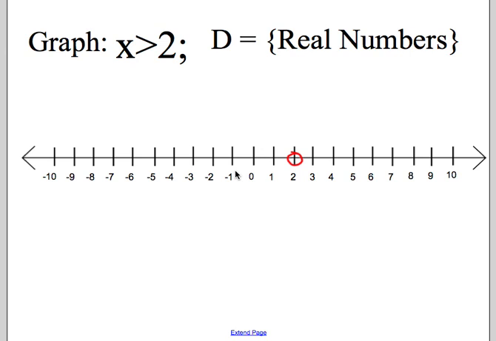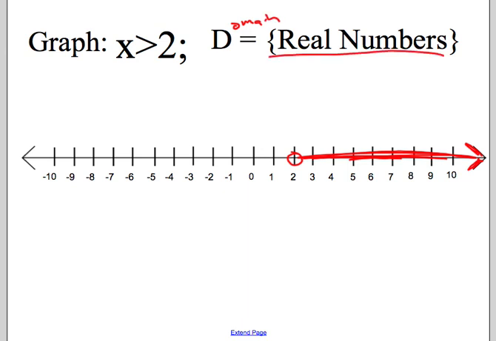Graphing this under normal circumstances, we put an open circle around 2, and we want x is greater than 2. That would be the information to the right. Now the thing that we're going to throw in is a domain, meaning the allowable points that x could be.